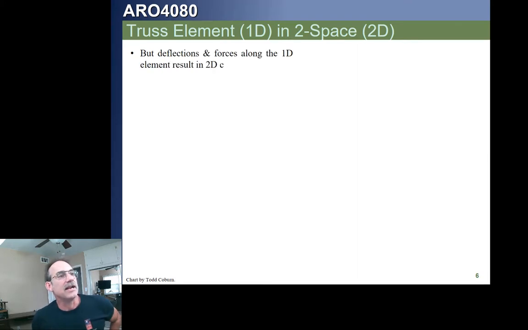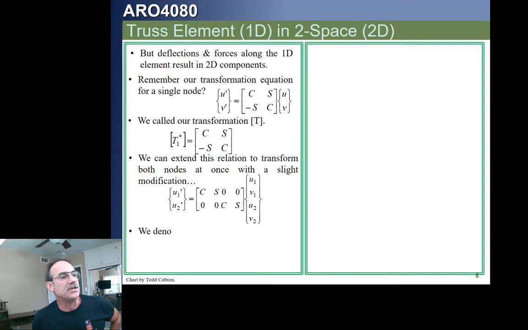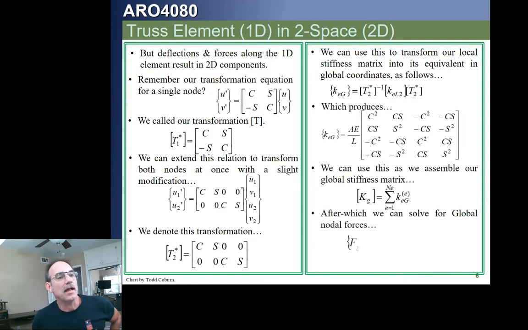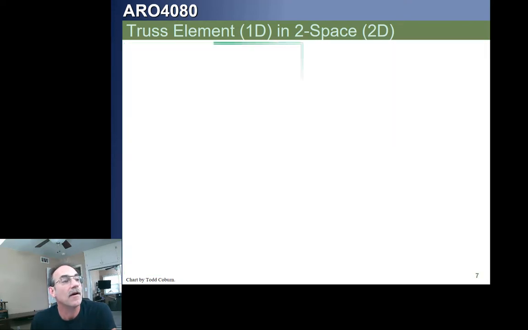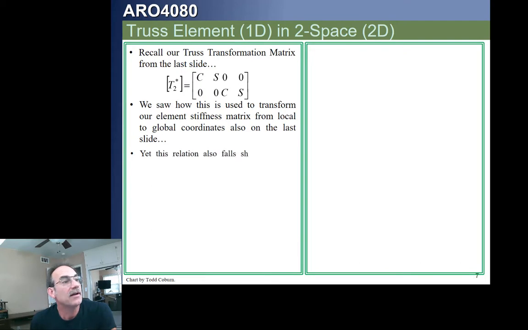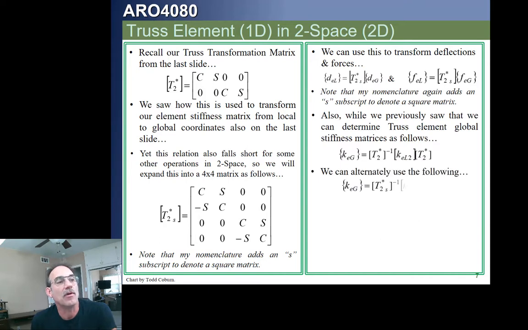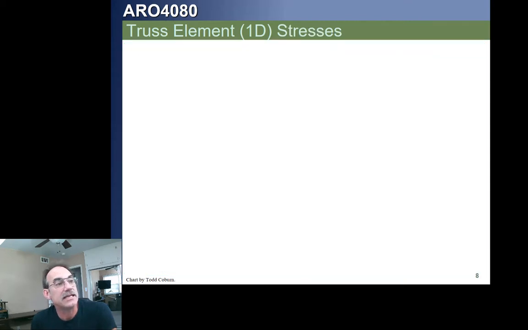We then looked and said, okay, we have these transformation matrices, and this is how we transform those local to global elements, and this is how we assemble our global stiffness matrix. Once again, we looked at this for trusses, and the same exact thing applies to springs. Then we saw, recalling our truss transformation matrix, how we can transform from local to global coordinates, either our displacements or our forces. We saw how to do that with our stiffness matrices as well.